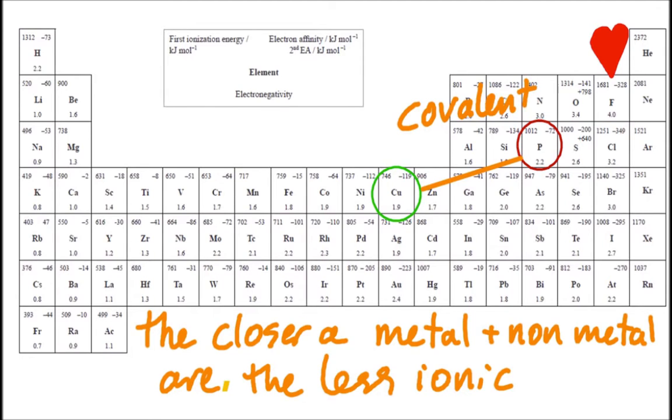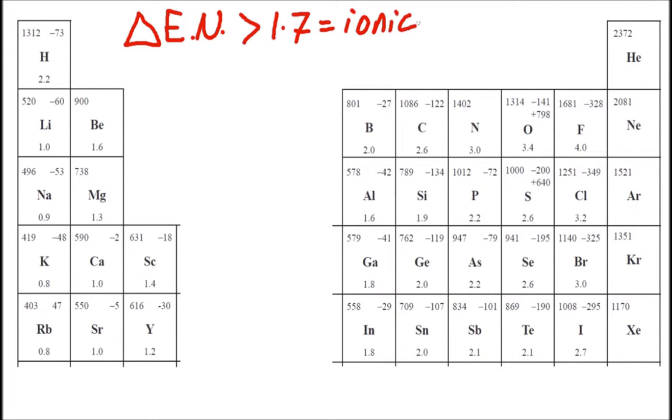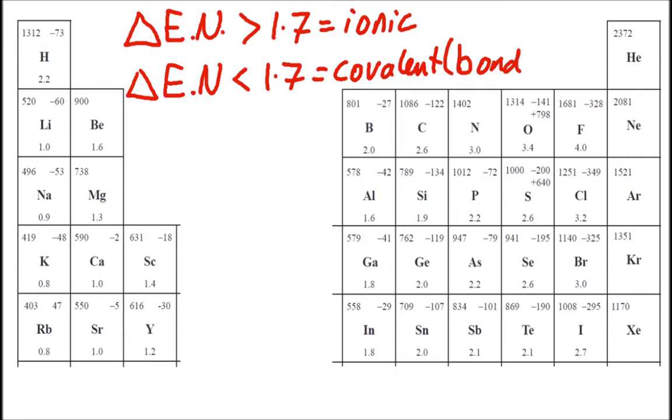So let's zoom in a bit more on the periodic table. So if the electronegativity difference is greater than 1.7, it's ionic. There's a big difference in electron love, if you will. And if it's smaller than 1.7, it's covalent, or the bond is covalent. Now 1.7 is a bit arbitrary. I've taught in different countries. Some other countries say it's 1.9, 1.8, but the IB seems happy with 1.7.